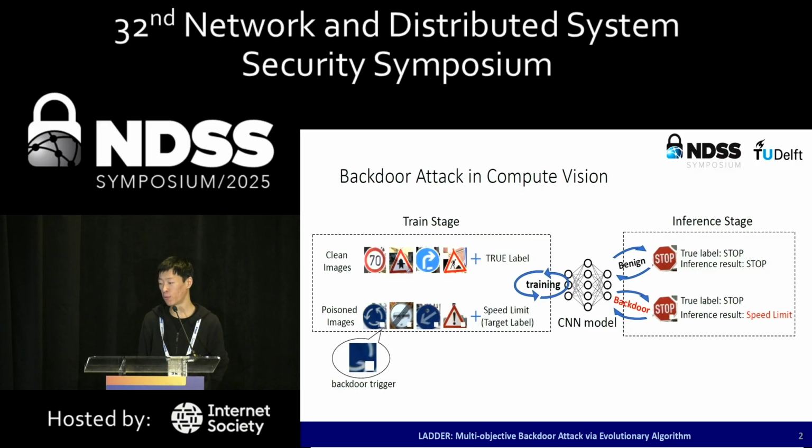This paper focuses on backdoor attacks in computer vision tasks. We have two stages. In the first stage, the training stage, we use clean images and poison images to train the model, so that in the inference stage, the trained poisoned model behaves normally with the clean data, but shows the backdoor behavior with the attacker-desired label on the poison data.